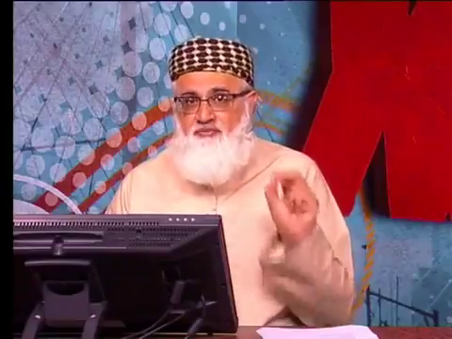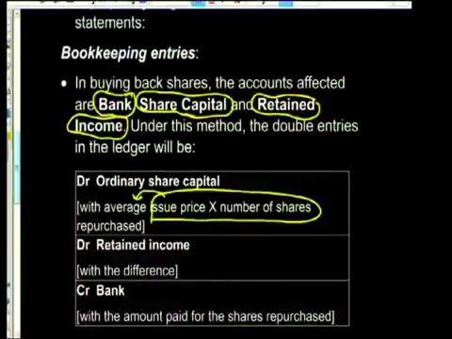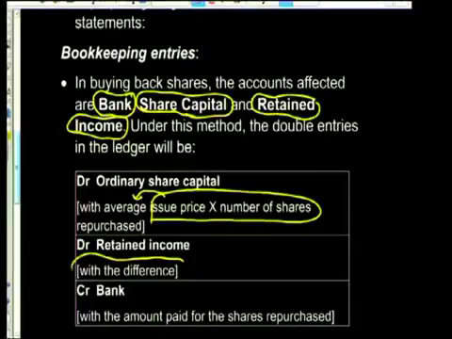With the average price of the shares that have been repurchased. Important: average. Two, debit the retained income equity account, decreasing in value, therefore debited. Keep in mind that another equity account is also decreasing. By what amount? With the difference. What are we referring to here?